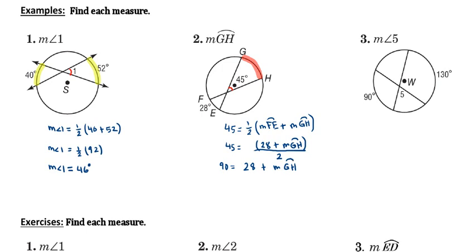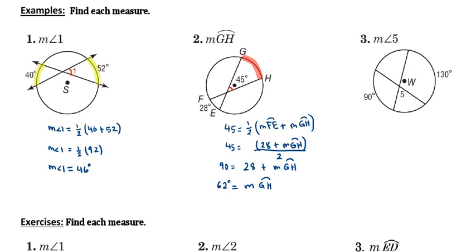So that would make 90 is equal to 28 plus the measure of arc GH. And now I have only one step to do in order to solve for the measure of the arc that we want to find, which is to subtract 28. The measure of arc GH would be 90 minus 28, which is 62 degrees. And we're done with number 2.